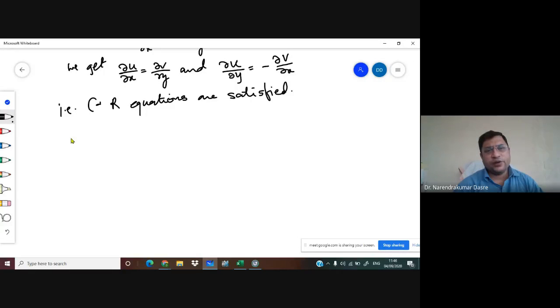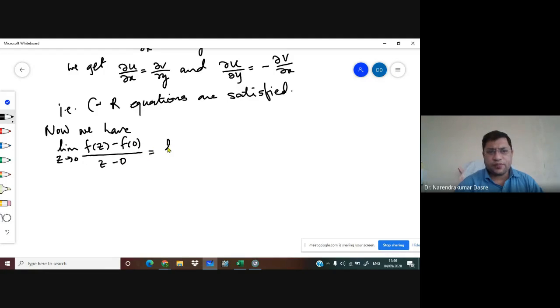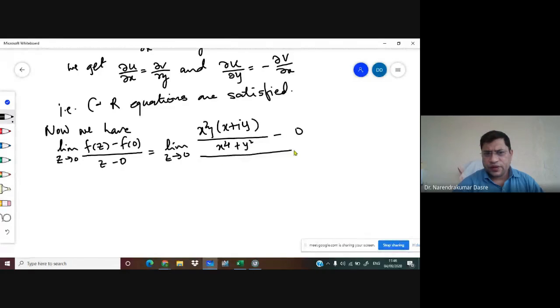So, to guarantee, we need to find whether the derivative exists or not. Okay, so now we'll consider the derivative. So what is the derivative we have? Limit z tends to 0, f of z minus f of 0 upon z minus 0. So limit z tends to 0, x square y upon x raised to 4 plus y square, minus 0, upon x plus iy minus 0.